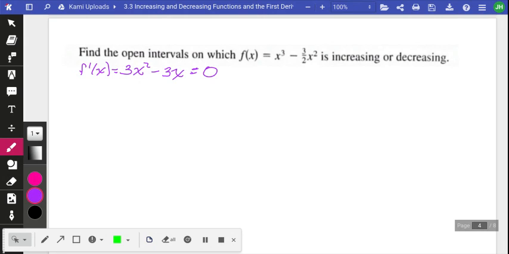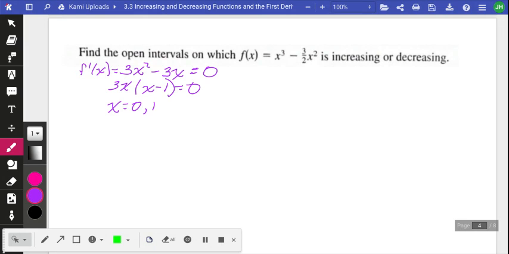Before I can find out where it's positive and where it's negative, I want to find out where it's 0. I can factor out a 3x, and I'll be left with x minus 1. Using the zero product property, I'll set 3x equal to 0 and solve it, and I get x is 0. And I'll set x minus 1 equal to 0 and solve it, and I'll get 1. And it's defined everywhere because it's continuous everywhere, so we don't have to worry about breaking it up.